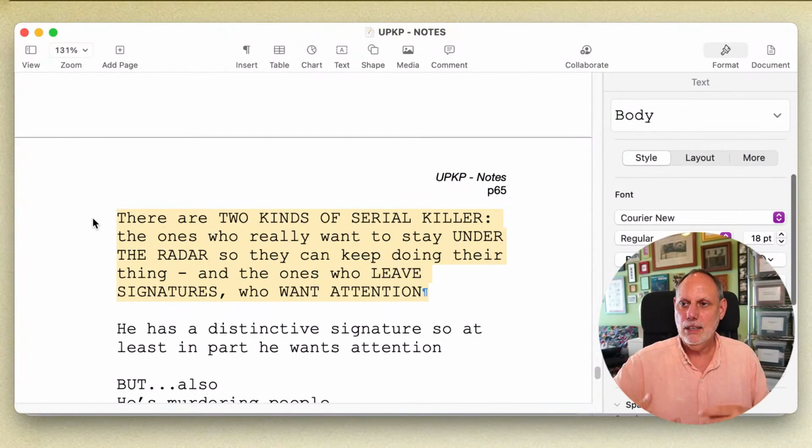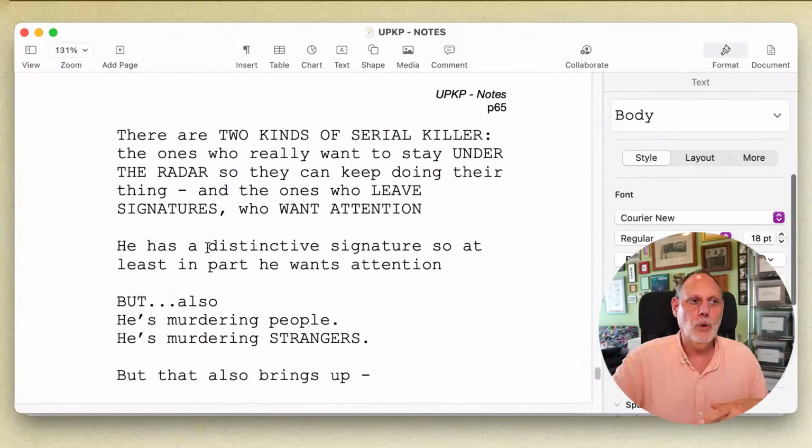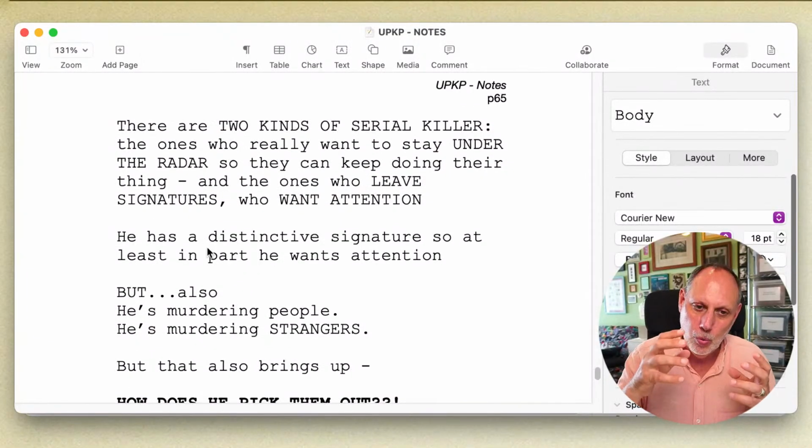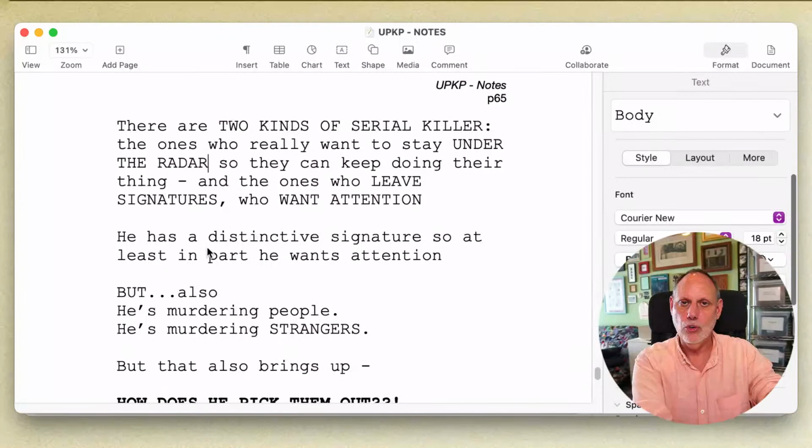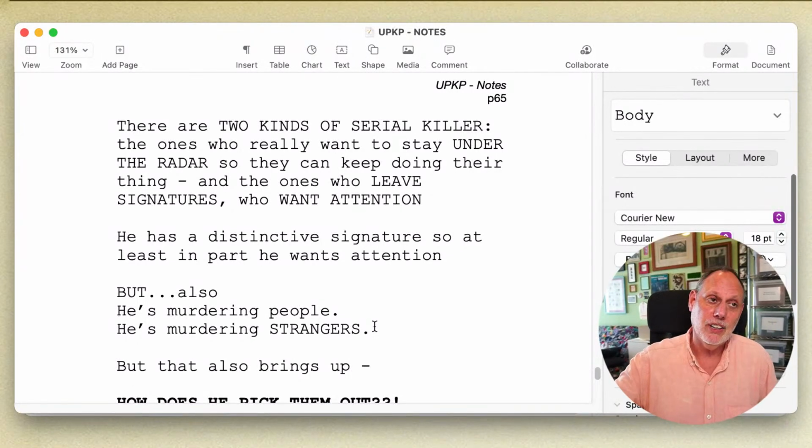Then you get somebody like BTK who sends notes like, "Hey, look at me! I'm a serial killer." Obviously, there's something murderous in all serial killers, but there's also clearly two very distinctive kinds. And what is this guy? What is his motive? Once again, I'm trying to understand the character from what I know about him already. I know that he's a serial killer, and I know that he's good at it. In fact, he stopped and never got caught.